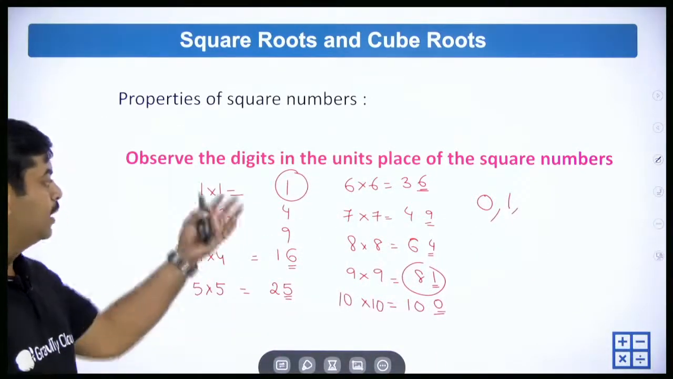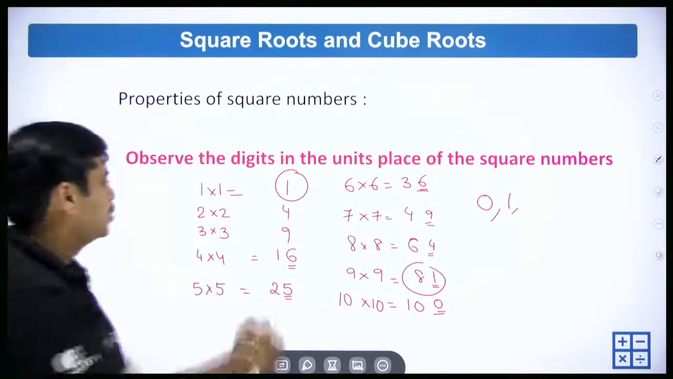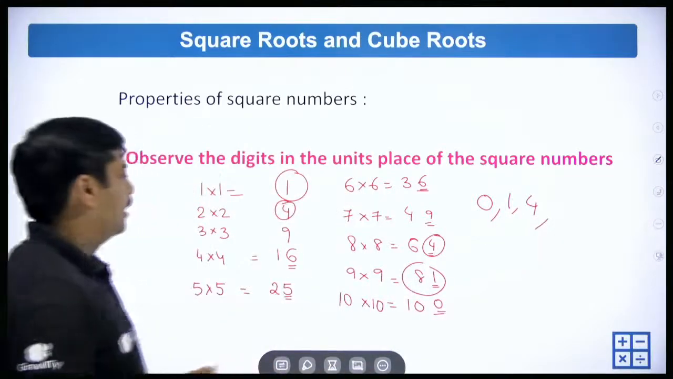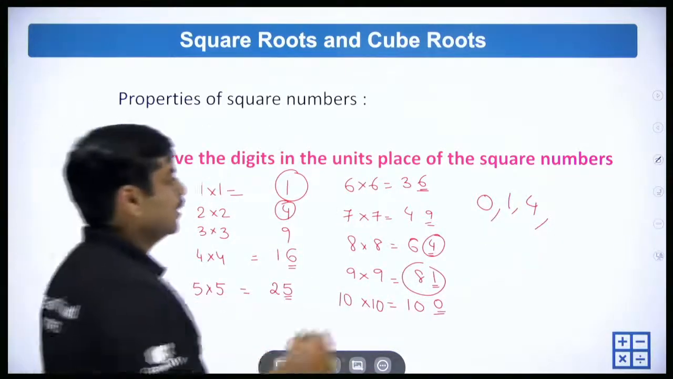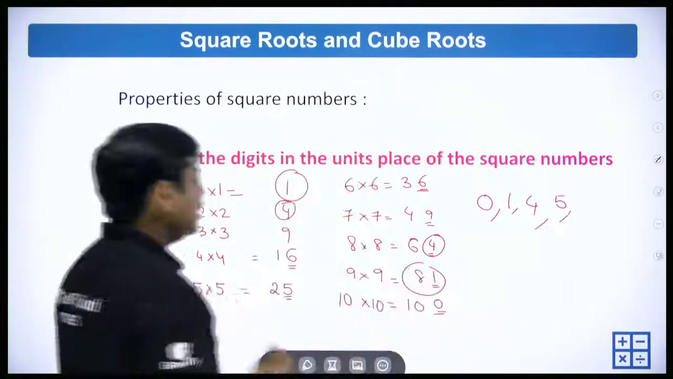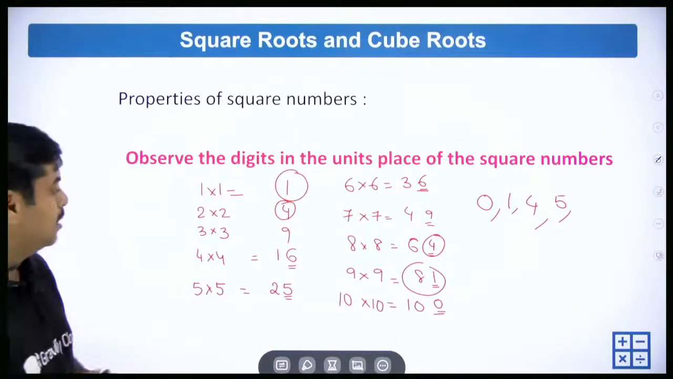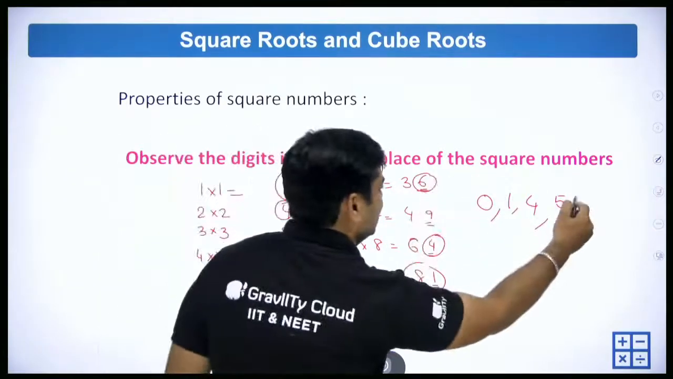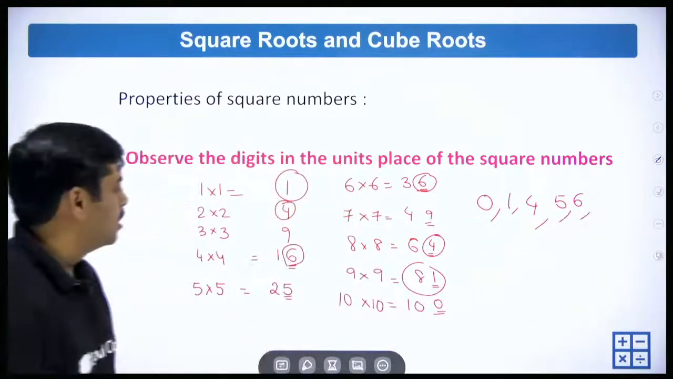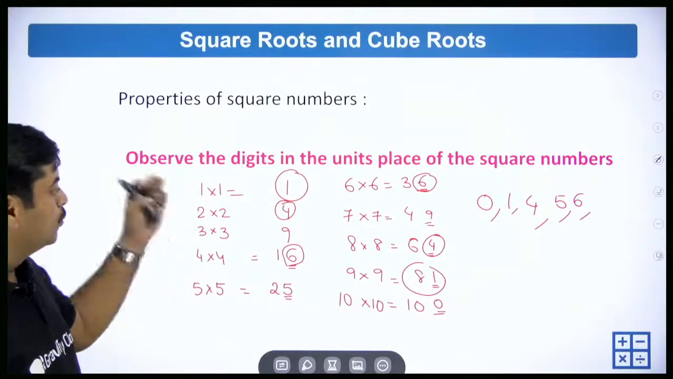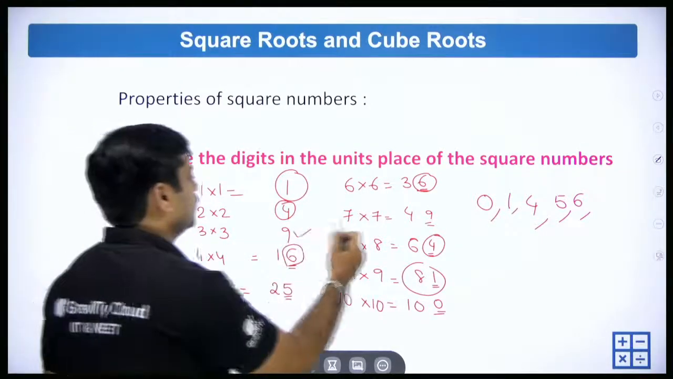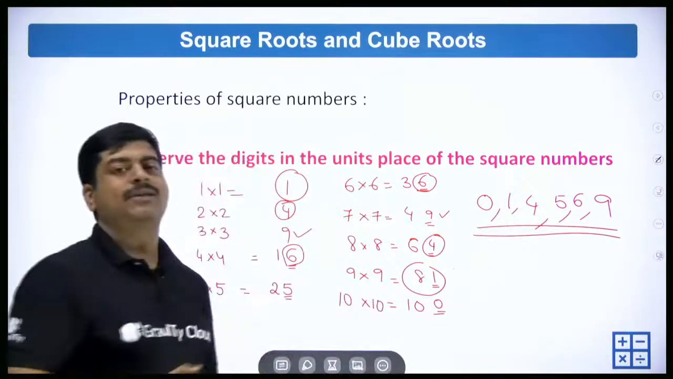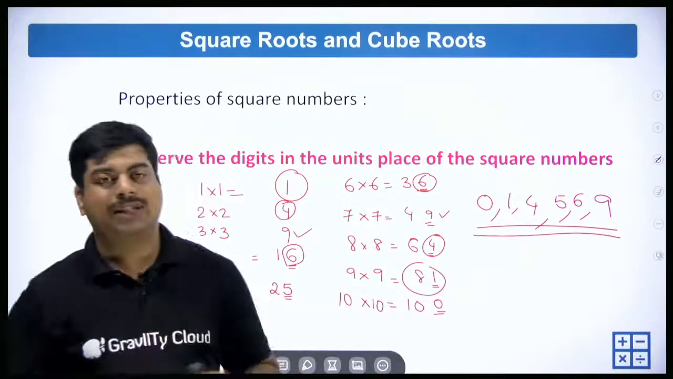Do we get 2 anywhere? No. Do we get 3? No. Do we get 4? Yes, 2 into 2 is 4. So we get 4 here as well as here. Again 25, 5 into 5, so we get 5 again. 36, this is 6. We get 6 from 4 into 4 as well as 6 into 6. So we also get 6 as the ending digit of a square. Do we get 7? No. Do we get 8? No. Do we get 9? Yes. 9 again we'll get at 3 into 3 and 7 into 7. So these are the units places where a square number can end.